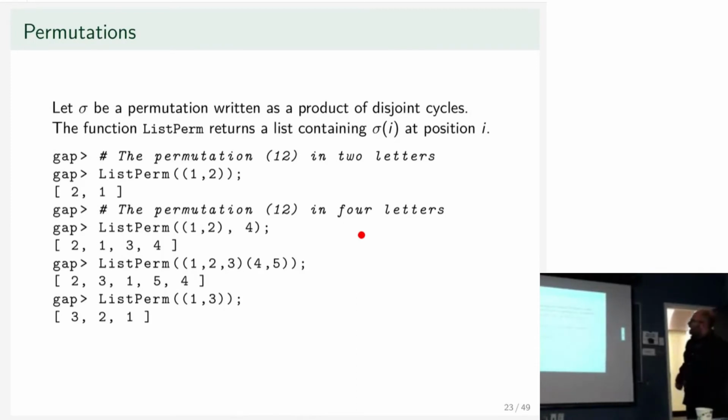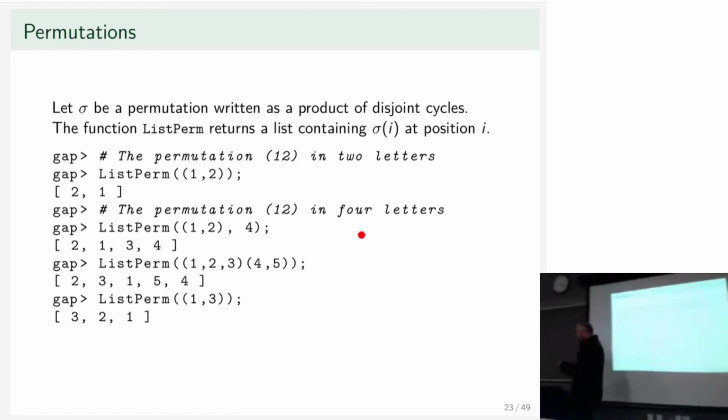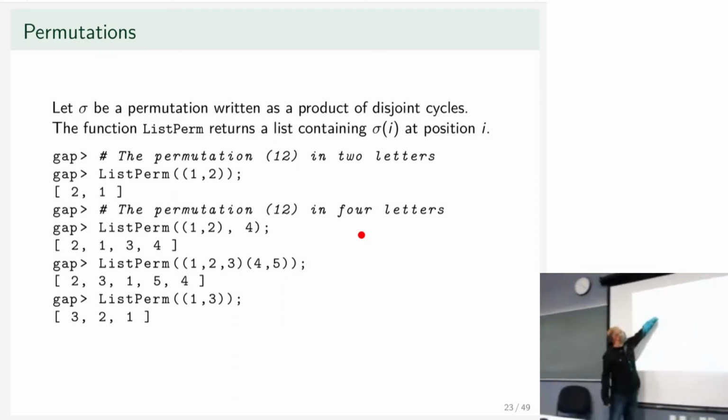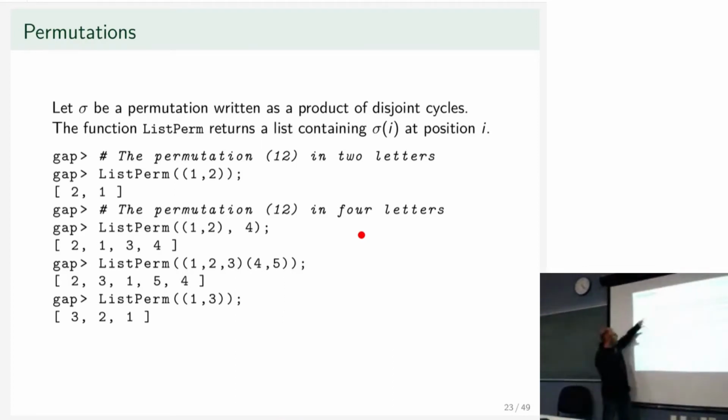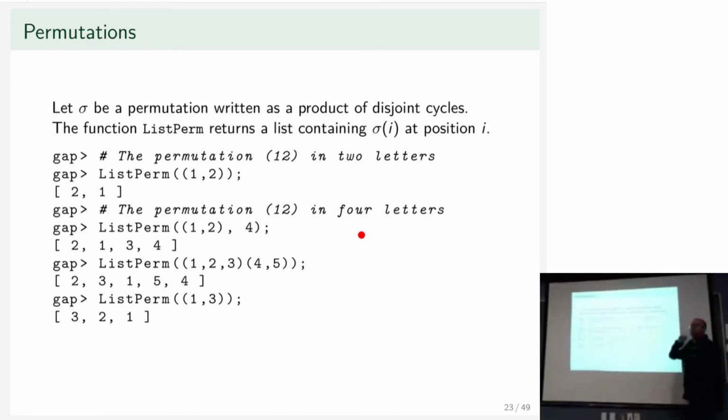So let's play a little bit with permutations. So suppose that you have your permutation written as a product of disjoint cycles. Okay? Well, you can make a list out of this permutation using this function, ListPerm. I always confuse this and the inverse of this, but in general, names are well chosen. Maybe not this one, but okay. So it returns a list where you have this at this position.